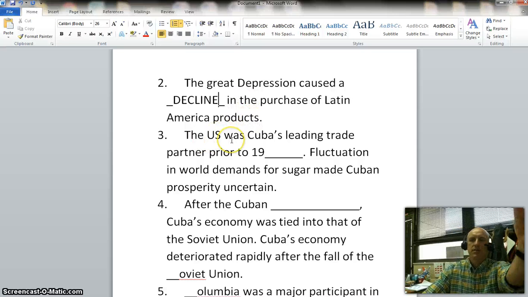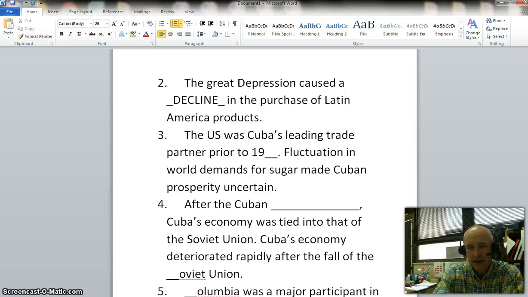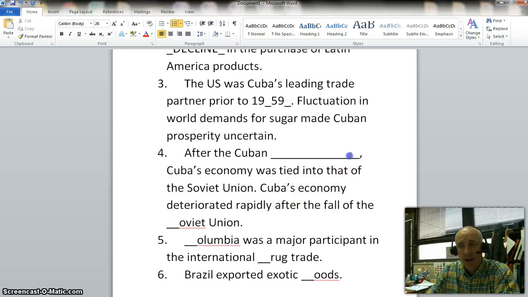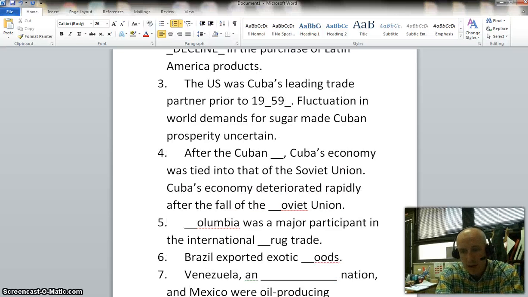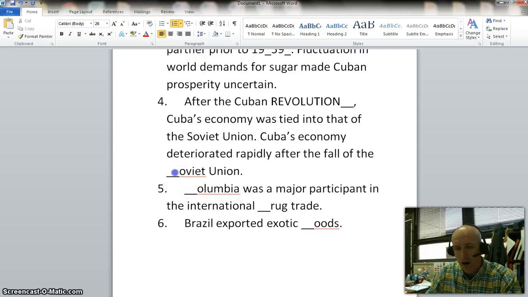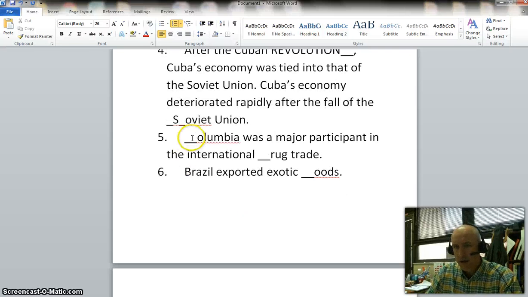The U.S. was Cuba's leading trade partner prior to 1959. Fluctuation in world demands for sugar made Cuban prosperity uncertain. After the Cuban Revolution, which brought Fidel Castro into rule, Cuba's economy was tied into that of the Soviet Union. All right, Cuba's economy deteriorated rapidly after the fall of the Soviet Union.